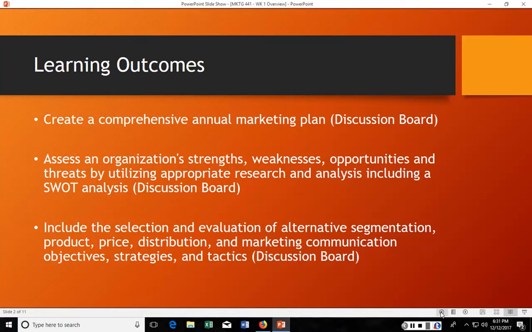So we have three learning outcomes for this week. The first is to create a comprehensive annual marketing plan. Second is to assess an organization's strengths, weaknesses, opportunities, and threats. Third one is to discuss the selection and evaluation of segmentation, product, price, distribution, marketing, communications. Those are all going to be accomplished through the discussion board. So you're not actually going to create a comprehensive annual marketing plan this week. You will create one for the end of the course, but this week we talk about them. So those are our three outcomes.